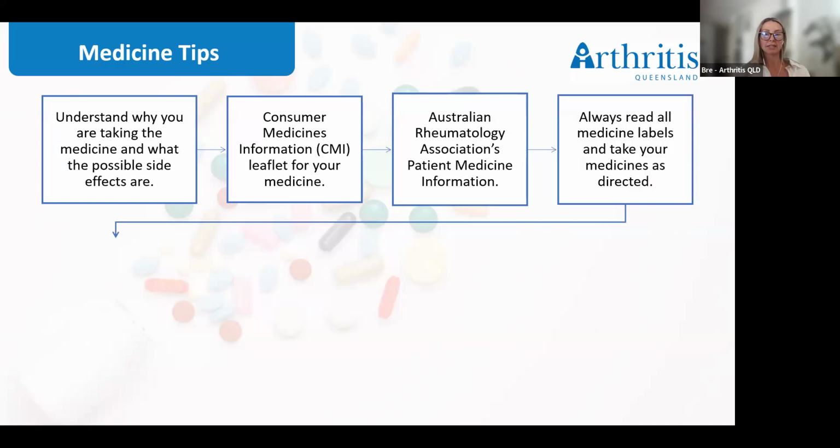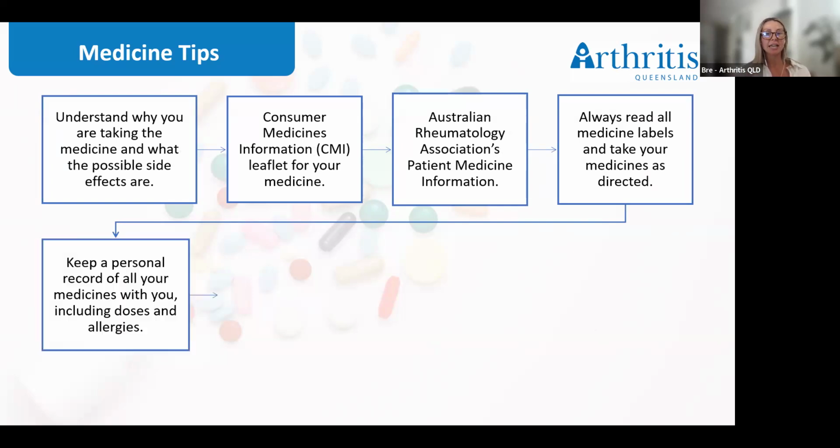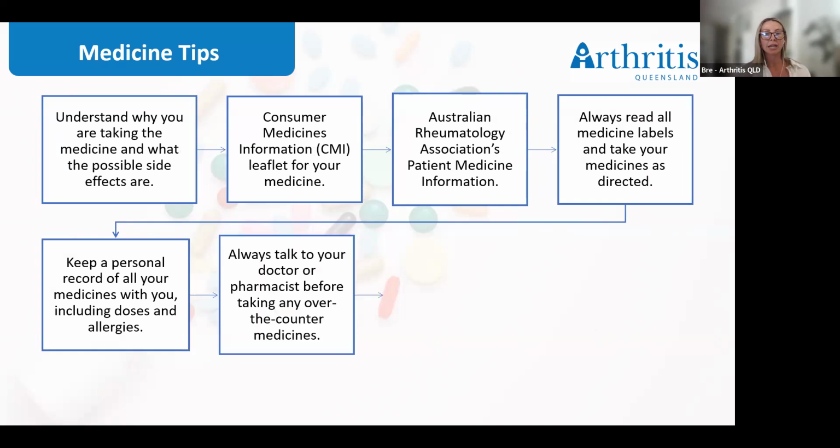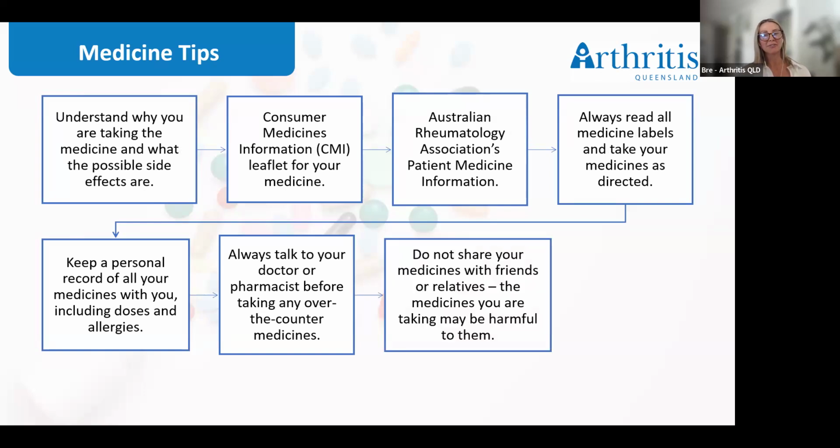Always read all medicine labels and take medicines as directed. If you have any questions, have a chat with your doctor or pharmacist, and keep a personal record of all of them, including dosages and allergies, and it can be really useful when you're talking to your doctor or pharmacist. And always ask them before taking any over-the-counter medications, including natural medicines, as some medicines do cause a lot of issues when they're taken together. And don't share them with any of your friends and relatives, as it could be quite harmful to them.